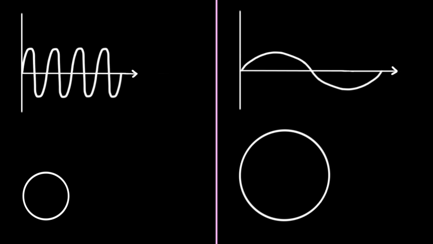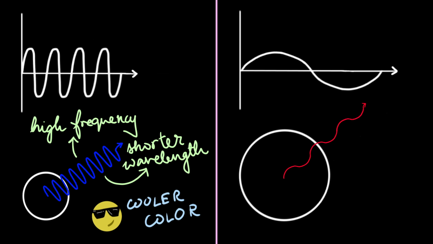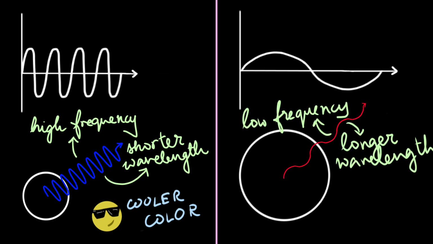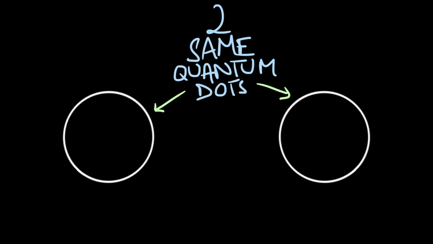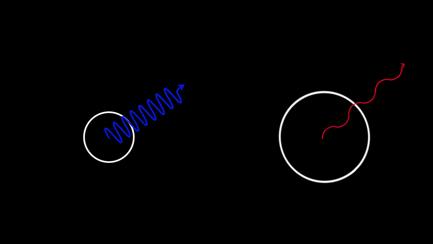Similarly, when a smaller in diameter quantum dot is struck, it emits a high frequency photon, thus producing a cooler color. However, when we strike a larger in diameter quantum dot, it emits a low frequency photon, producing a warmer color. So here we see that if we take two quantum dots of the same atom and constellation but of different size, we get new colors and new properties.